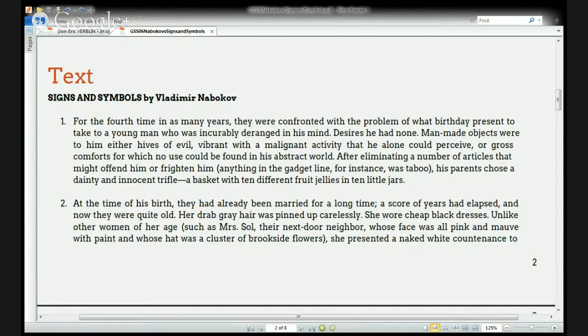And notice, it's the fourth time in as many years. It's the fourth time in how many years? 4 years. It's the fourth time in 4 years that they are confronted with the problem of what to get him for his birthday. How long has he been in an asylum? How long has he been in the crazy house? It's the fourth time in as many years. So he's been there for? Many years? 4 years. So he's a young man, and he's been locked up for 4 years.